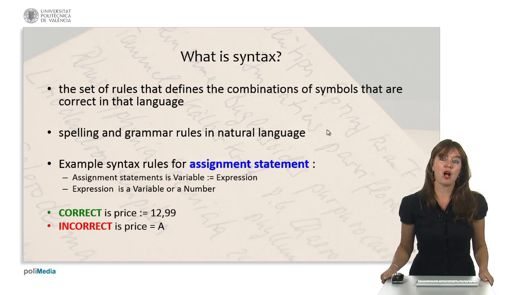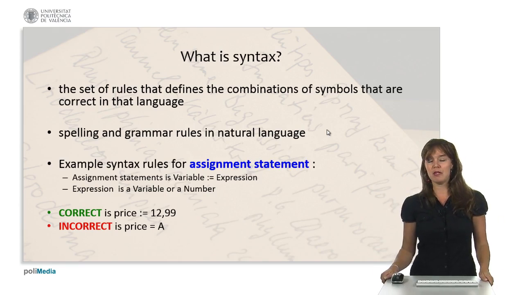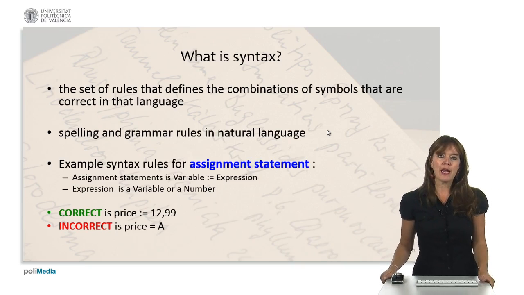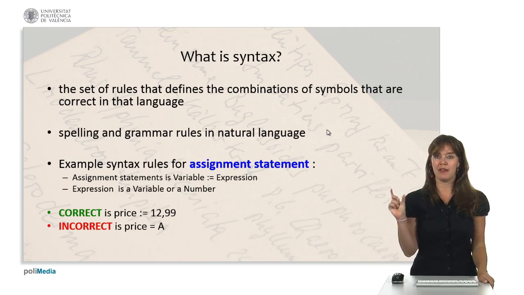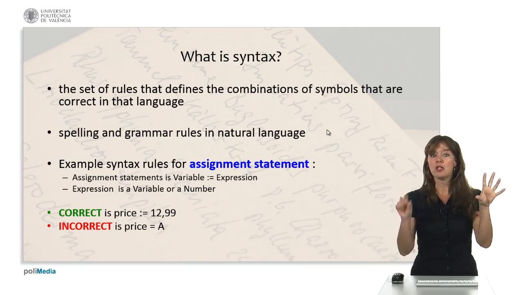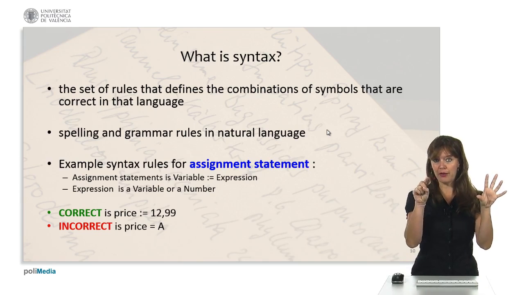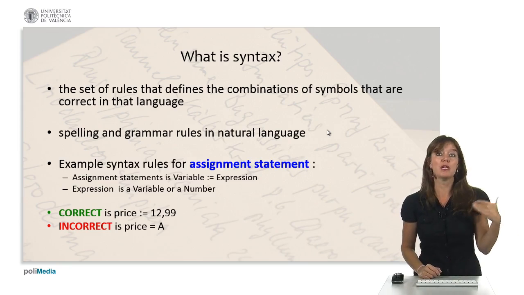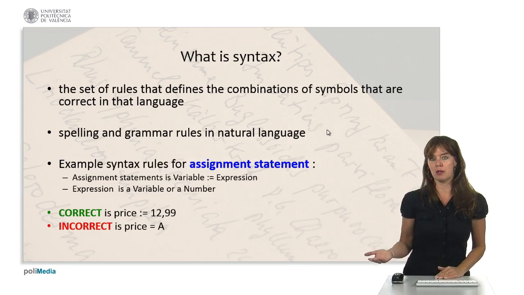So let's look at an example from a programming language for a typical statement, which is an assignment statement. Assignment statements are used very often in programming. So here you see that an assignment statement is a variable, a colon, an equal sign, and then an expression. So it's composed of three parts: a variable, a colon and equal sign together, and an expression. And an expression can then be, for example, another variable or a number.